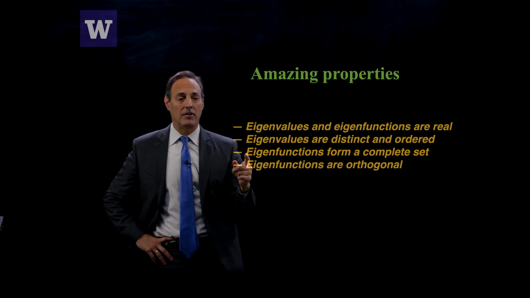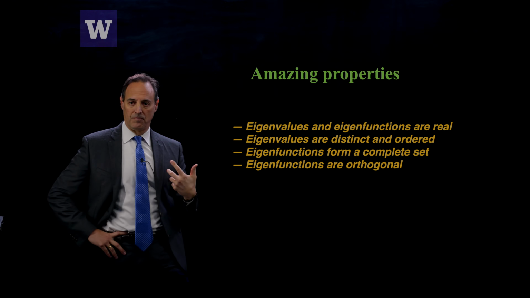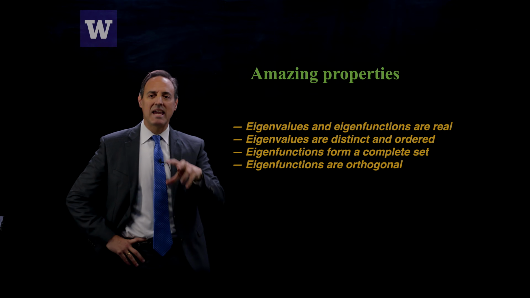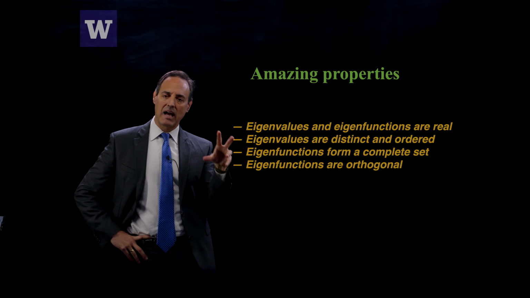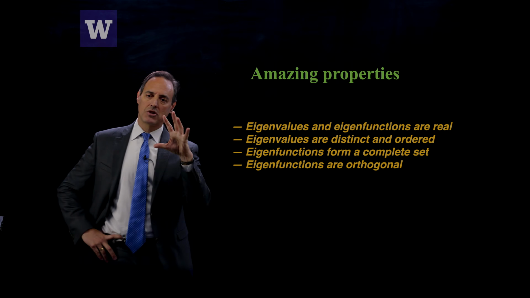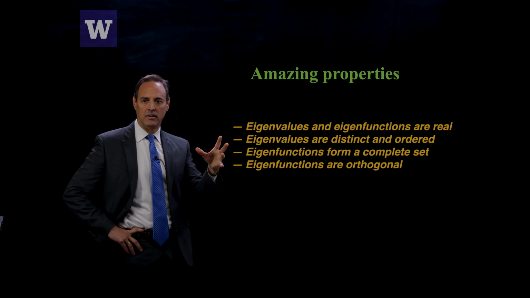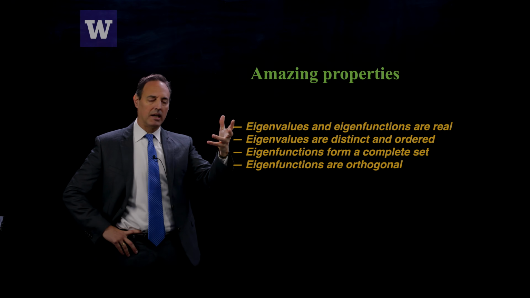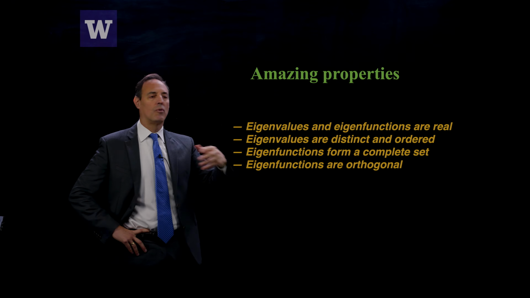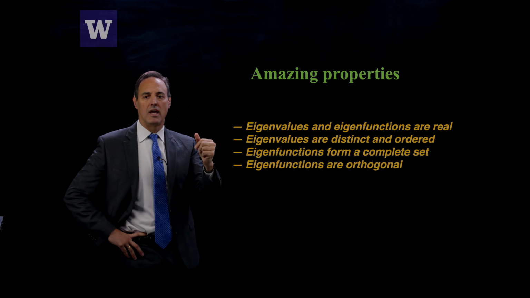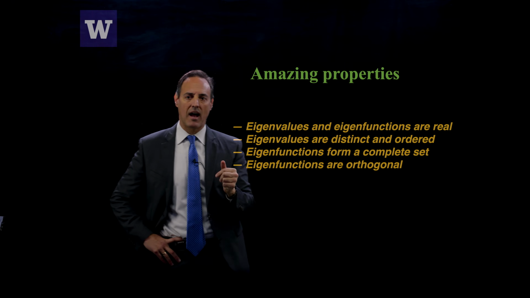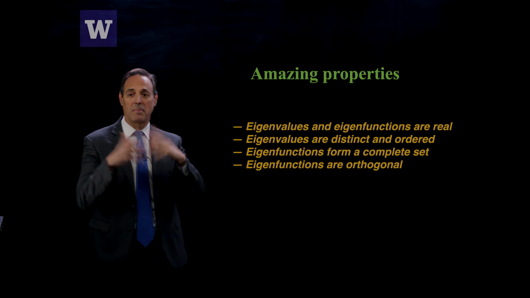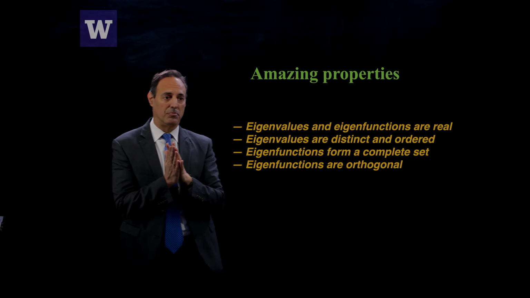The eigenfunctions form a complete set. What this means is I can represent any function in that complete set. So when I think about solving LU equals F, I don't have to worry about solvability because I have a complete basis and I can represent any F with it, because I have, in fact, a complete set. In other words, it spans an infinite dimensional space.